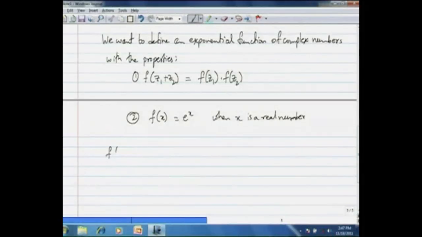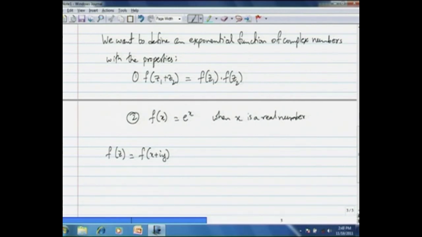Okay. So, with these two desirable properties, we want to make a definition. Let us see what the definition should at least satisfy. In order to do that, I will consider f of z, a function f of z. Of course, z can be written as x plus I y.